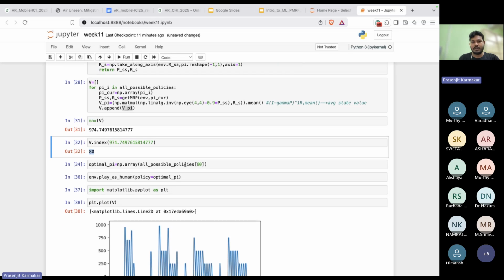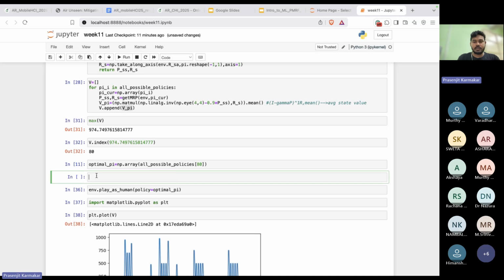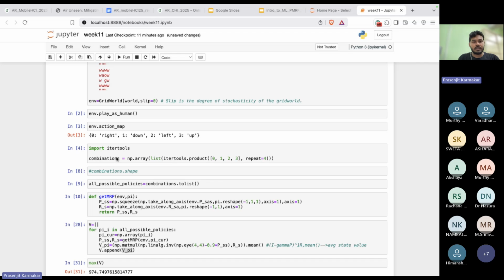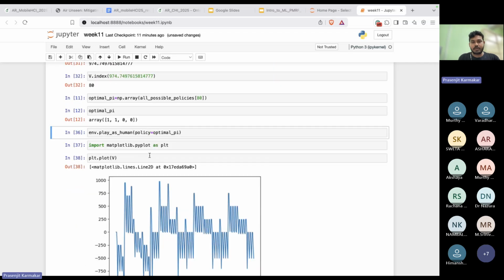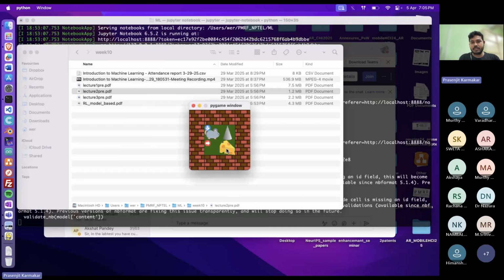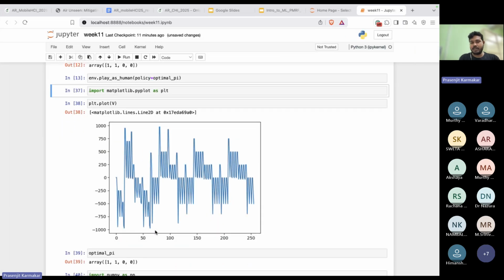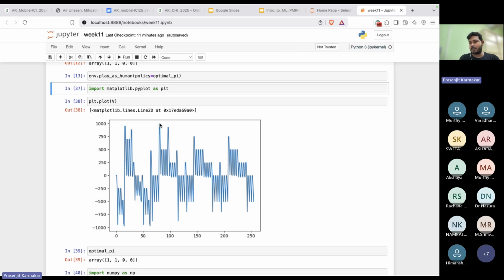And what is that policy? You can just open up that optimal policy. If I print this policy, I can also print that on the GUI. So from the first state you take it down, and then from the second state you take a right. You loop through all the policies, you get this type of graph, and around the 80th policy, this peak has the maximum value.